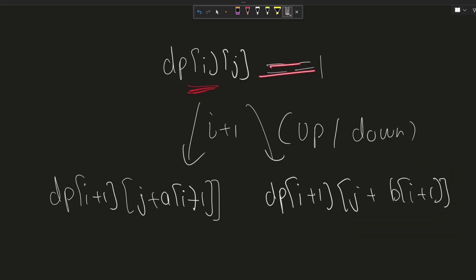And if this is 1, then we can definitely reach here. So this is also 1 and this is also 1, right? If we can reach this state, we can definitely reach these two states as well. So that was precisely our DP transitions, and we'll understand it better by looking at the code.